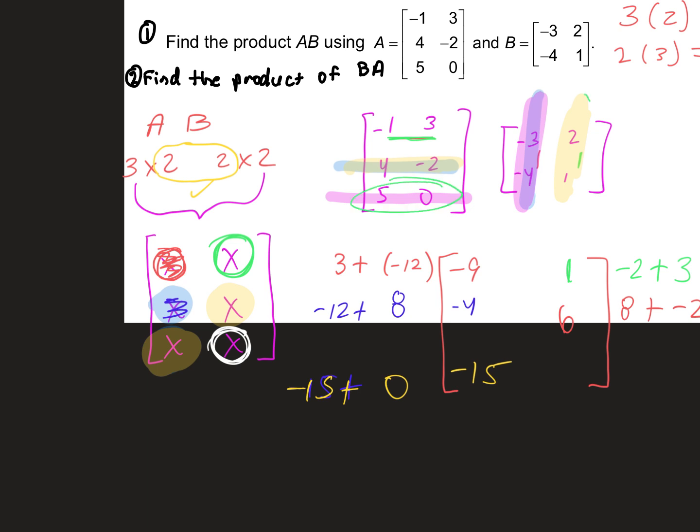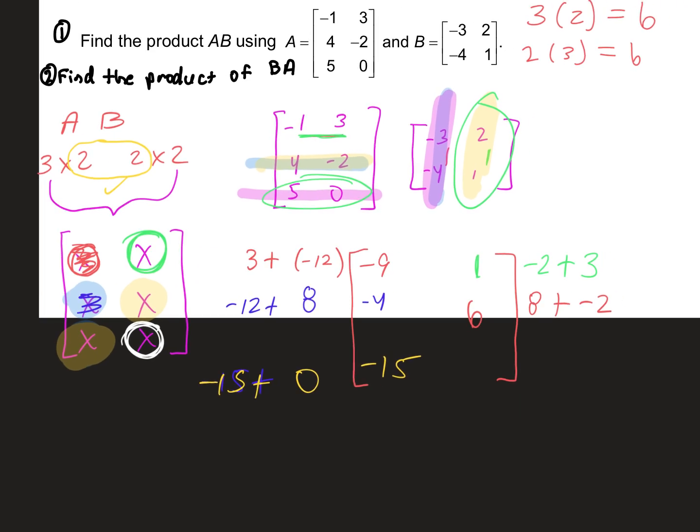Third row, second column. Do you see the numbers that you're dealing with? Where'd you get 10 from? Perfect. 5 times 2 is 10, plus, which is, good.